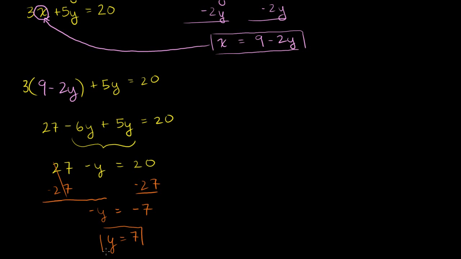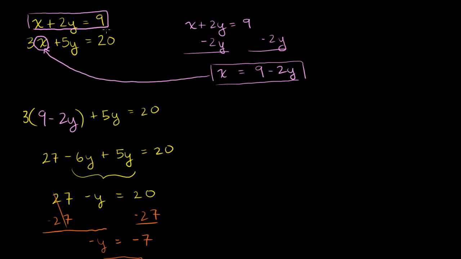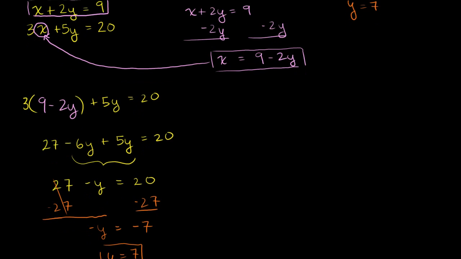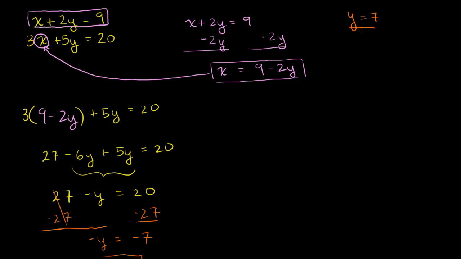So we found the y value of the point of intersection of these two lines. Y is equal to 7. Let me write it over here so I don't have to keep scrolling down and back up. Y is equal to 7. Well, if we know y, we can now solve for x. X is equal to 9 minus 2y. So x is equal to 9 minus 2 times 7, or x is equal to 9 minus 14, or x is equal to negative 5.